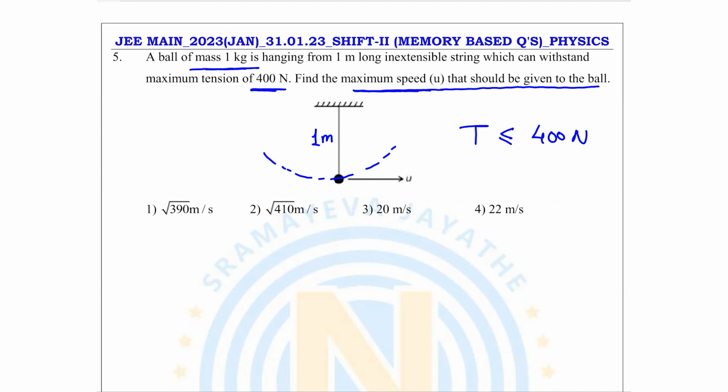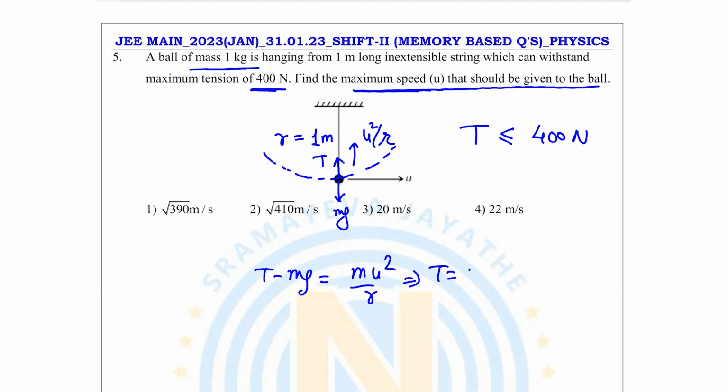Now, when we throw this ball, it will start moving in a circle of radius r equal to 1 meter. The forces acting would be mg and T, and the ball, since it is moving in a circle, will have an acceleration u square by r. So I may write Newton's second law as T minus mg is equal to mu square by r. That gives you the value of tension as mg plus mu square by r. Now this has to be less than or equal to 400 Newton.